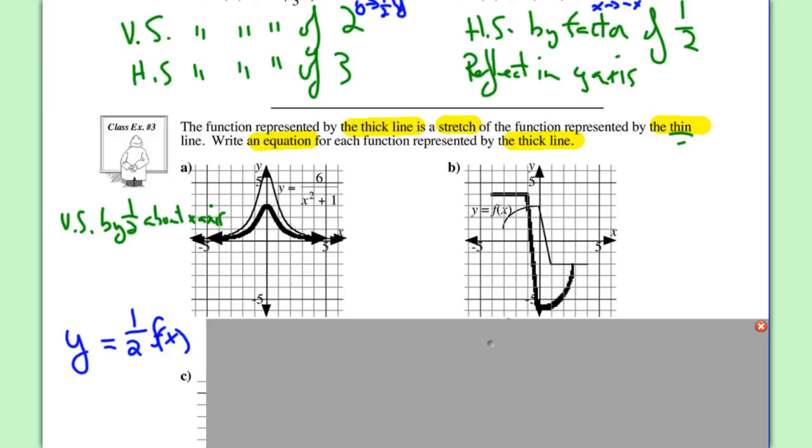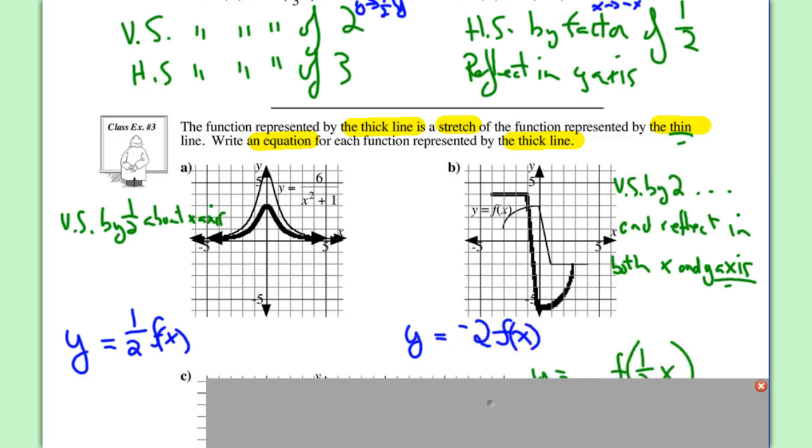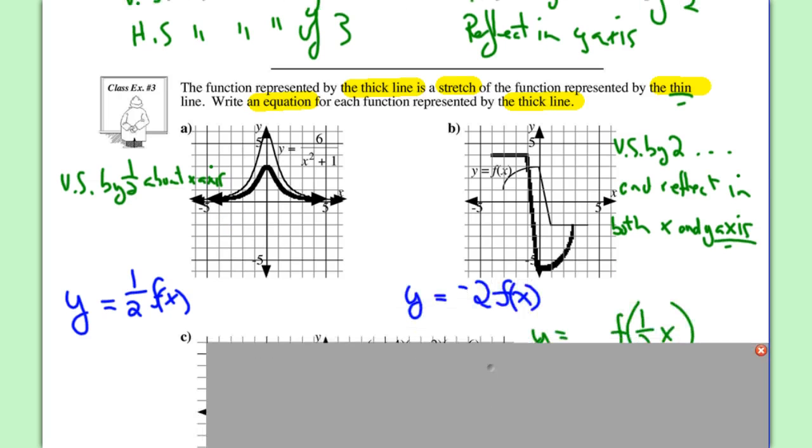In question B, there's clearly a vertical stretch by 2 about the x-axis, and a reflection, not just in one axis, but a reflection in both x and y-axis. You have to reflect it in both. Therefore, when we look at this function, we end up with minus 2 f at minus x.